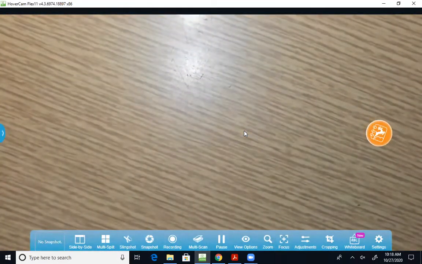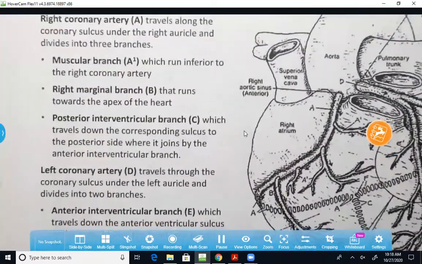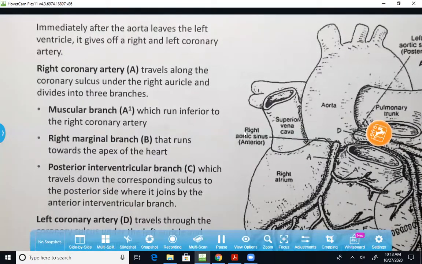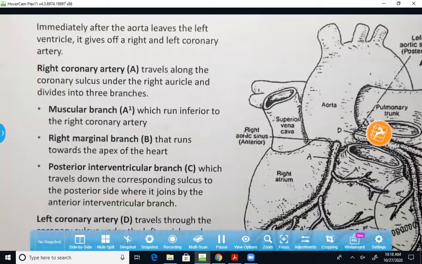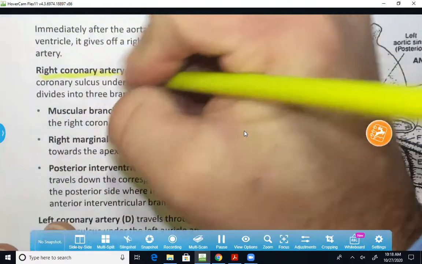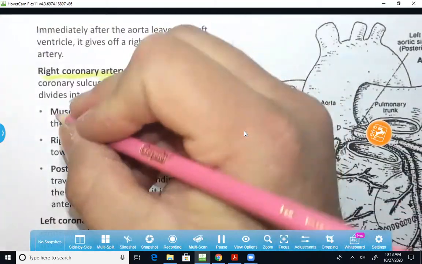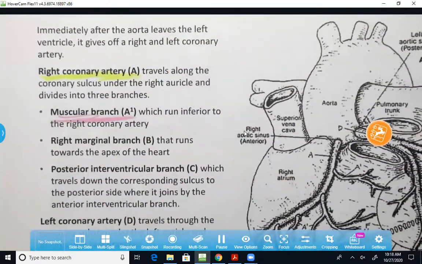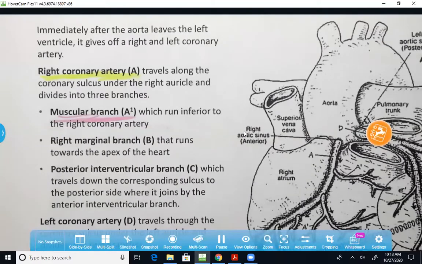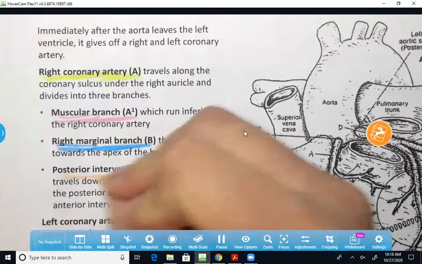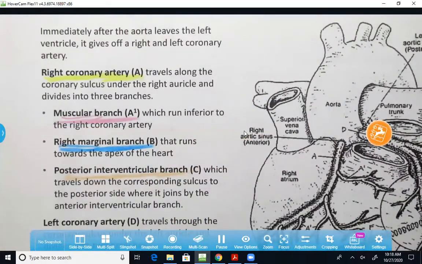Blood vessels that feed the heart, and we discussed a little bit after in our heart lecture, what we call coronary arteries. Color the right coronary artery, letter A, yellow. Well, pink for the muscular branch coming off of it. We'll go baby blue for the right marginal branch. About peach for the posterior interventricular branch.